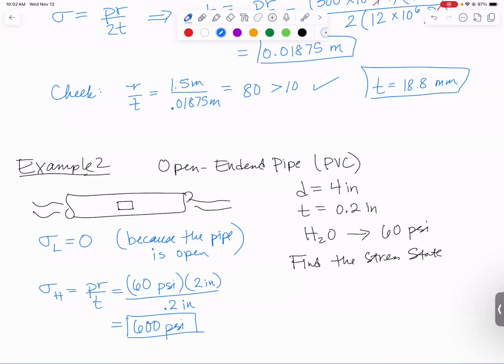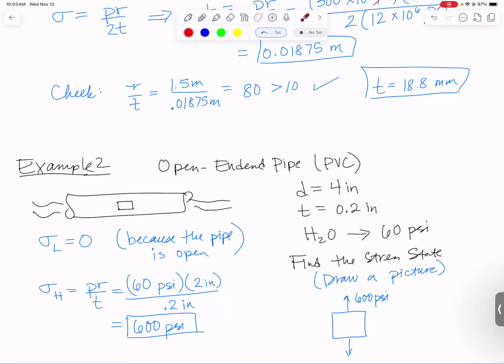They also asked us to find the stress state, which usually means draw a picture. My picture is going to look like I took a really tiny little chunk of material from the side. I have no longitudinal stress this way, but I do have a hoop stress. And that hoop stress is going to be tensile, and we end up with 600 psi. There is the stress state for this open-ended pipe, for a chunk of material on this side of the pipe right here.